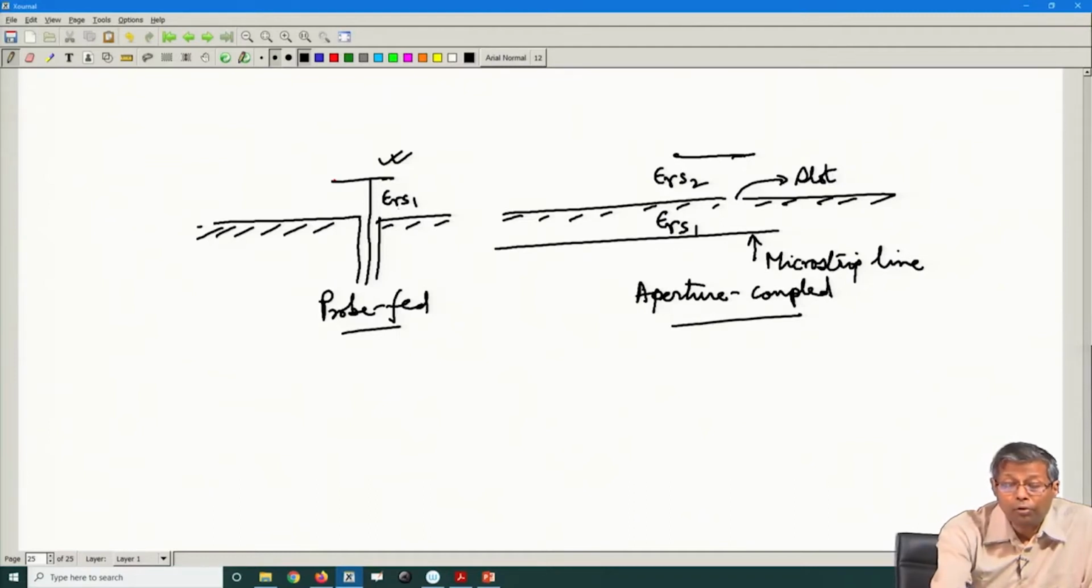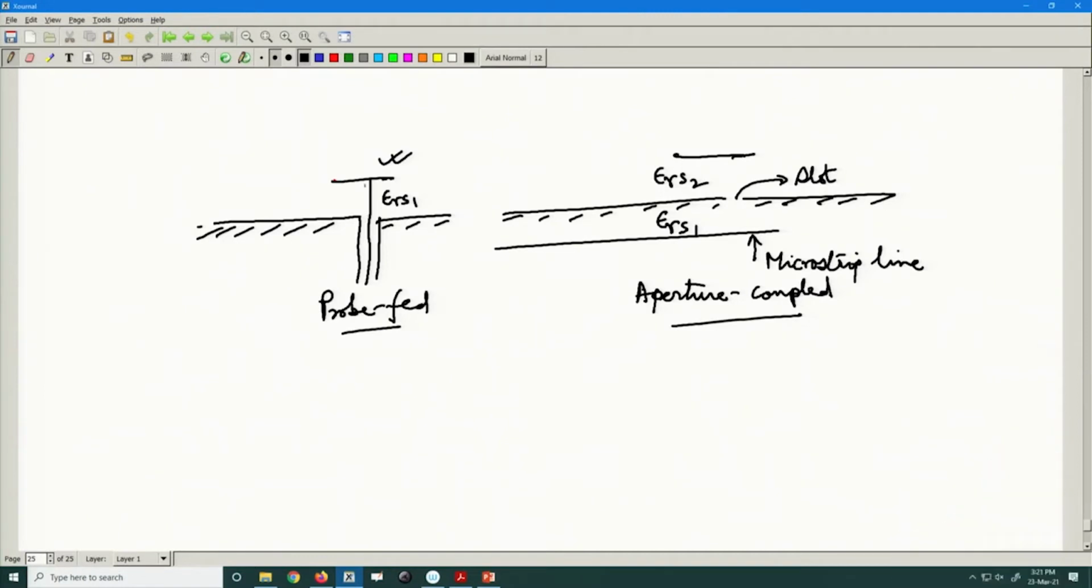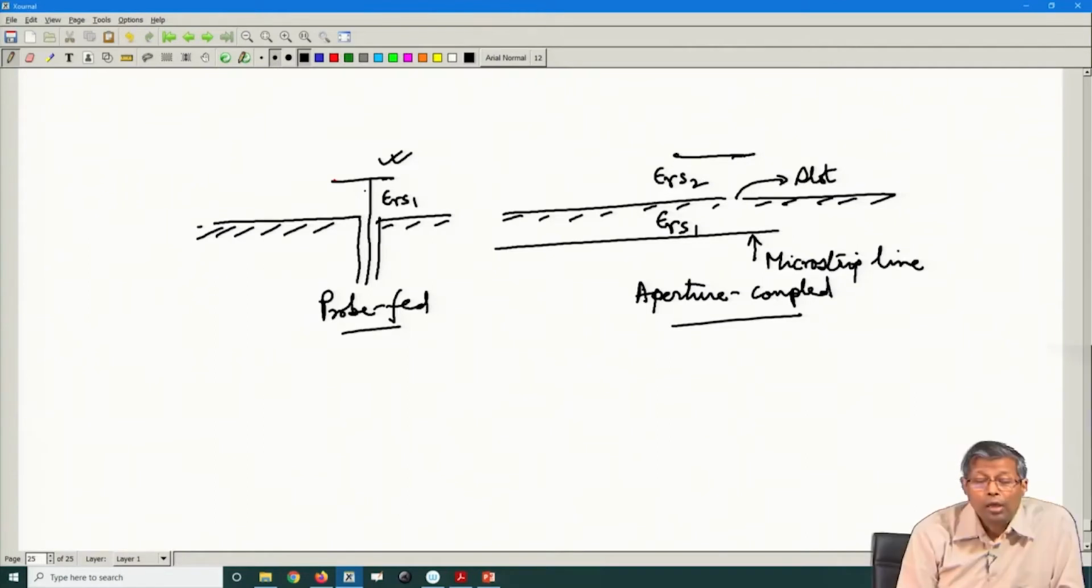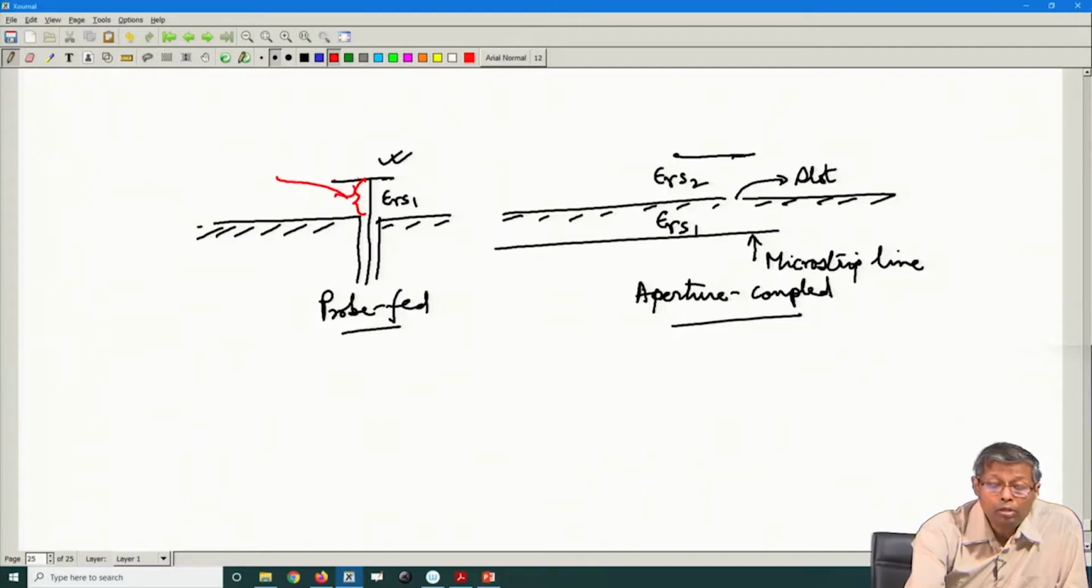But therefore, you see here also you have to drill a hole through the substrate, and this length of the probe will lead to the probe reactance.